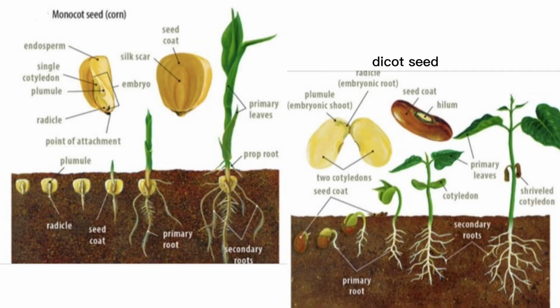Seed structure and germination. Seeds have three main parts: the young embryo plant, the endosperm, which provides nutrition to the growing embryo, and the seed coat, which provides a protective covering for the seed. The hilum marks where the seed was attached to the ovary wall during its development. Each embryo consists of a plumule, a tiny shoot that will develop into the stem and leaves of the plant, and a radicle, which will develop into the root system of the plant. The sprouting of a seed is called germination.